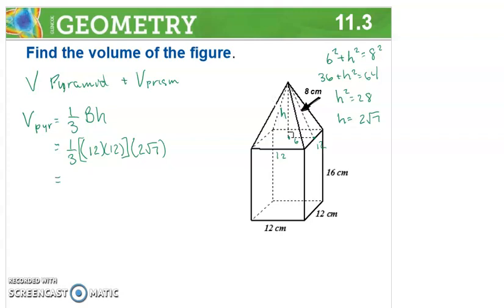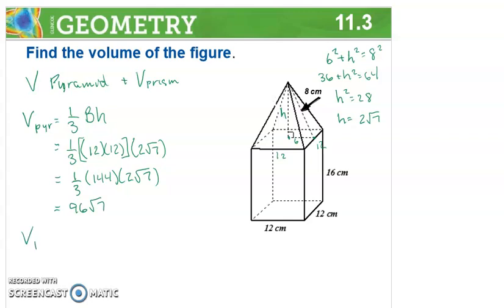So the volume of this is 1/3 of 144 times 2 square roots of 7. So 144 times 2 divided by 3 is going to be 96 square roots of 7.